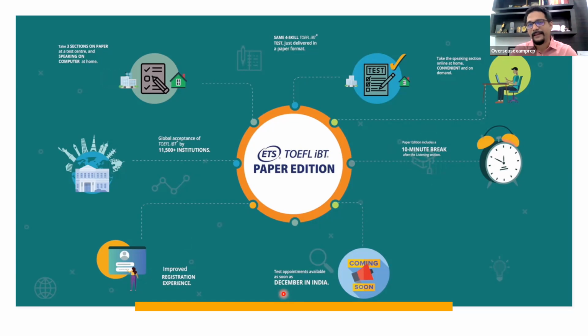I think they'll make a more detailed announcement maybe next month, where they'll tell you how they're going to conduct it and how often you'll be able to appear for the TOEFL paper edition. Will it take longer for the results to be calculated? I think it will, right? All of those details are not yet in the public domain, but I'm hoping that this month or next month they'll make that announcement as well.